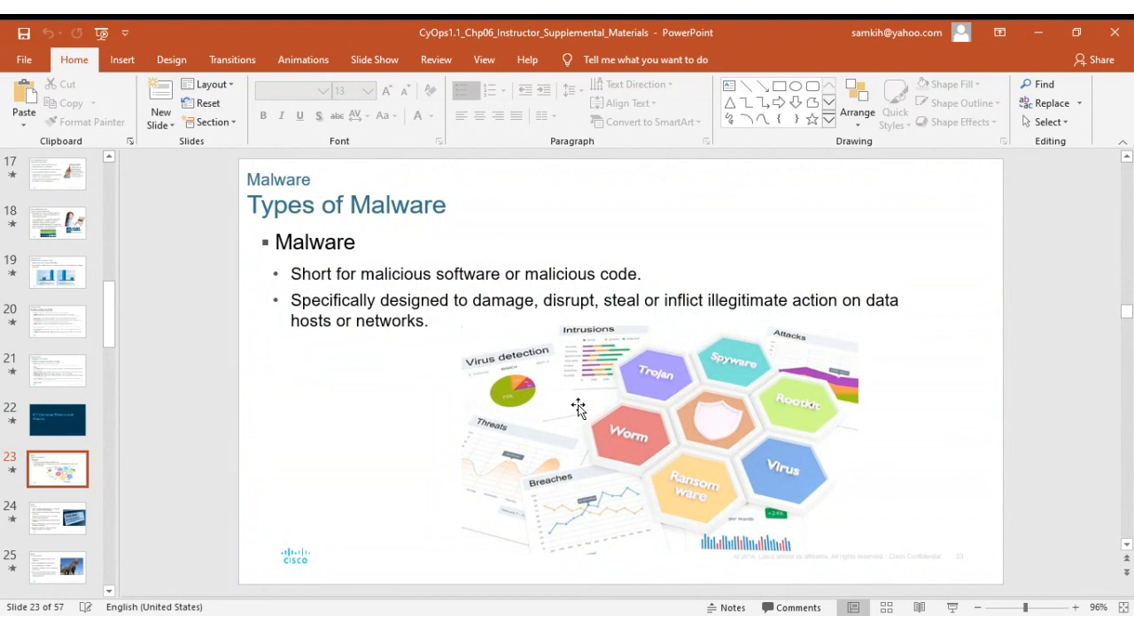Like you can see from the diagram, we have ransomware. I think we have a topic on ransomware. We have viruses, we have worms, we have rootkits, and so many others.